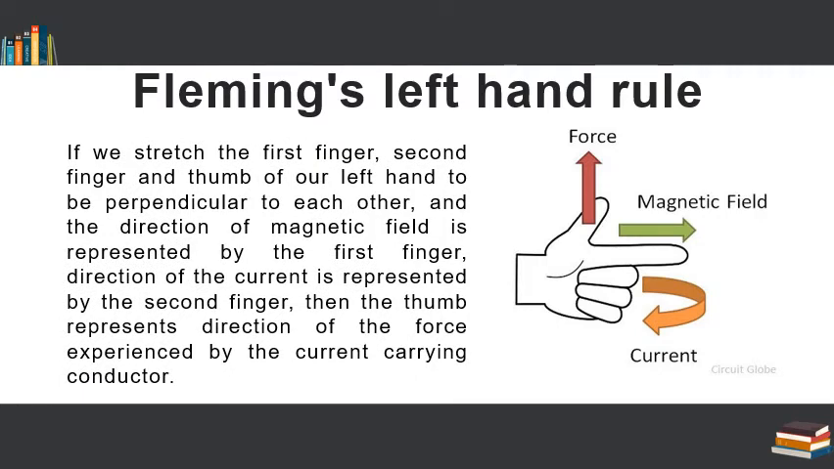Now the next one is the Fleming left-hand rule. If we stretch the first finger, second finger and thumb of our left hand to be perpendicular to each other, the first finger represents the direction of the magnetic field. The second finger represents the direction of current, and the thumb represents the direction of force experienced by the current carrying conductor. You can see the diagram.